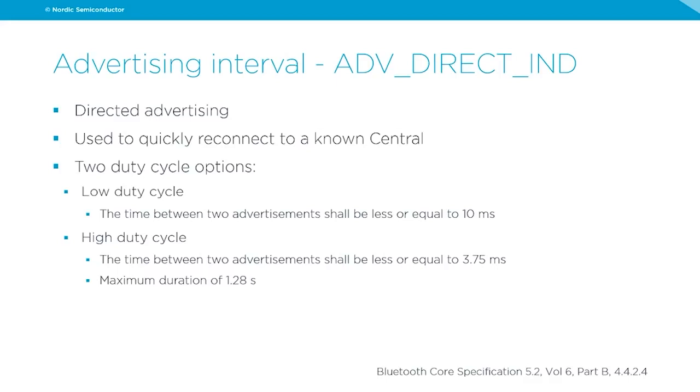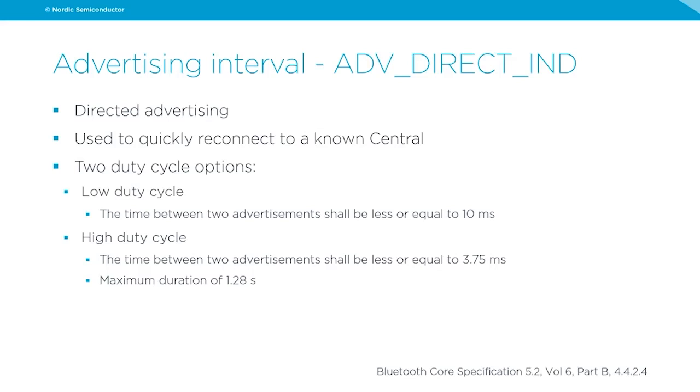And there are two types of duty cycle for directed advertising. You can do low duty cycle, meaning that the time between two advertisements shall be less than or equal to 10 milliseconds. You can see that it's already lower than the minimum 20 milliseconds for the normal advertising. Or you can do high duty cycle, meaning that the interval shall be less than or equal to 3.75 milliseconds.